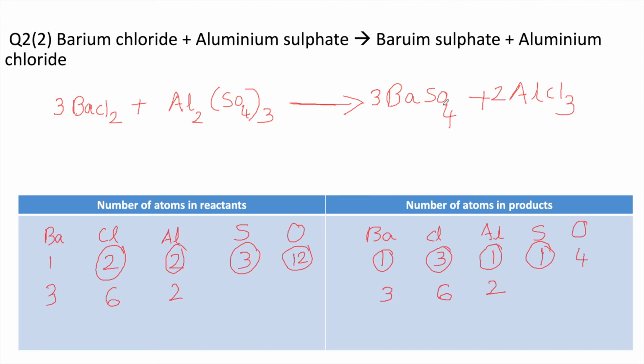Then what about the sulfur and oxygen? Sulfur it is 3 here, right? Previously it was 3 only. So sulfur also got balanced. Then what about the oxygen? Oxygen, previously it was 12 and here 3 into 4, it is 12. So this equation got balanced. 3, 6, 2, 3, 12.